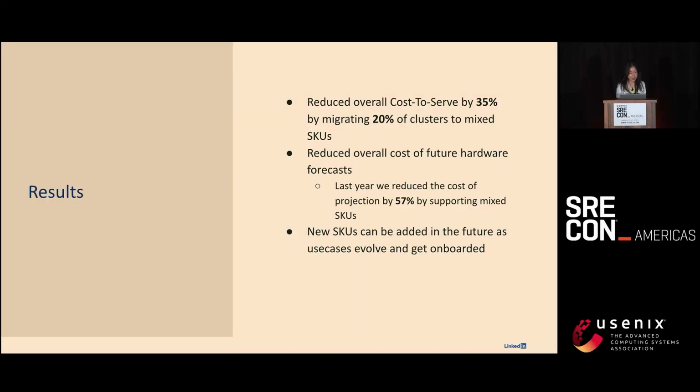So lastly, we had some very impressive results. We met our goal by reducing the total cost to serve by 35% by migrating only 20% of the clusters to the mixed SKU. We also reduced our overall cost of future hardware forecast by 57% last year. And then as more SKUs come into our spare pool, we can easily support adding more use cases and onboarding new customers very easily with the smart provisioning process.